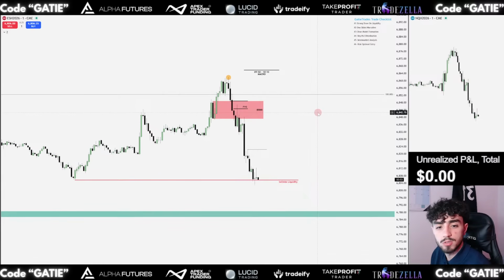Do you think there was a short entry on NQ? Yeah, there were a lot of short entries. There was an inversion, there was a breaker. Small fair value got tapped. Depends on your model.